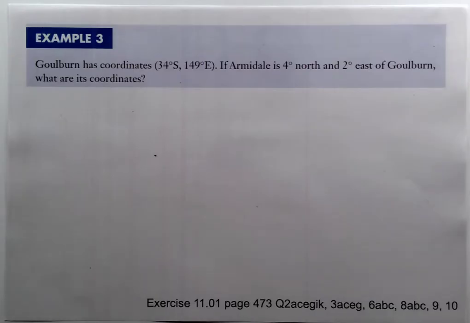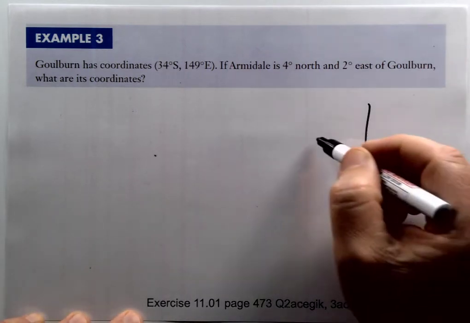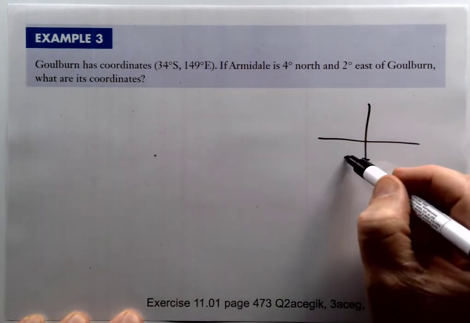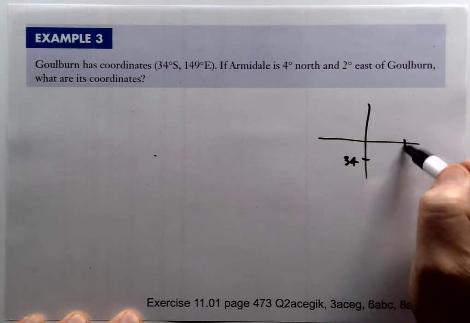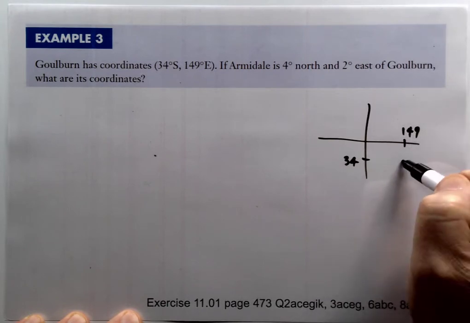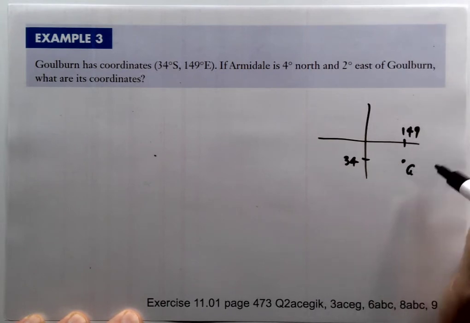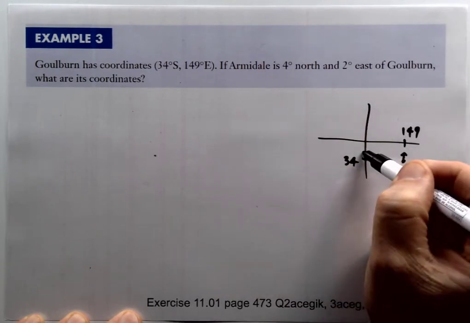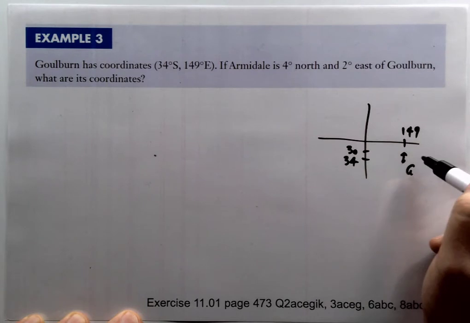Okay, Goulburn has coordinates 34 degrees south, 149 degrees east. If Armidale is 4 degrees north and 2 degrees east of Goulburn, what are its coordinates? Look, the safest way is to draw yourself up a little number plane there. So Goulburn is 34 degrees to the south and it's 149 degrees to the east. So there's Goulburn. Now Armidale is 4 degrees north up there, so it's going to be at 30 degrees.